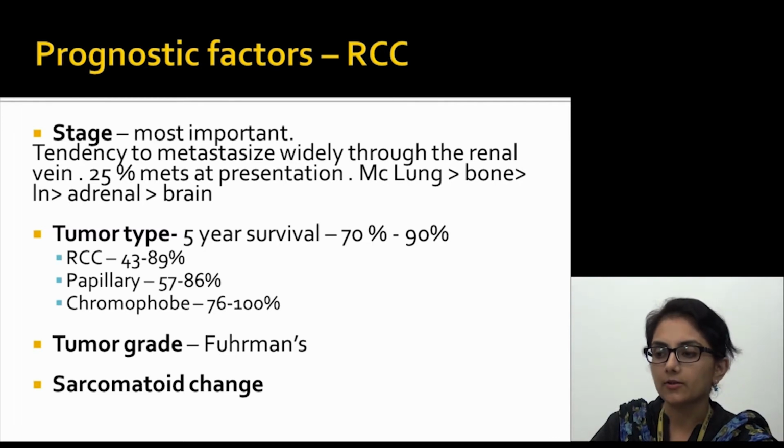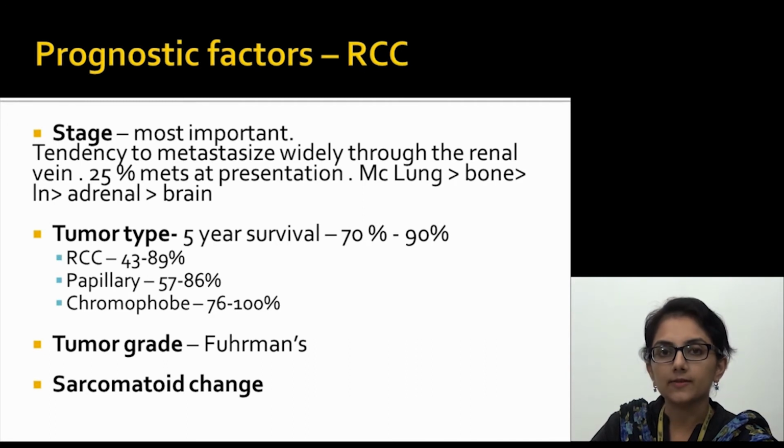The most common site of metastasis is lung, followed by bone, the abdominal lymph nodes, adrenal gland, and even the brain. If we look at the tumor type, overall 5-year survival for RCCs is between 70 to 90%, but conventional RCCs have a slightly different 5-year survival between 43 and 89%, followed by papillary, as you can see here, and chromophobe. Chromophobe RCCs therefore have the best prognosis, followed by papillary and then conventional in that order.